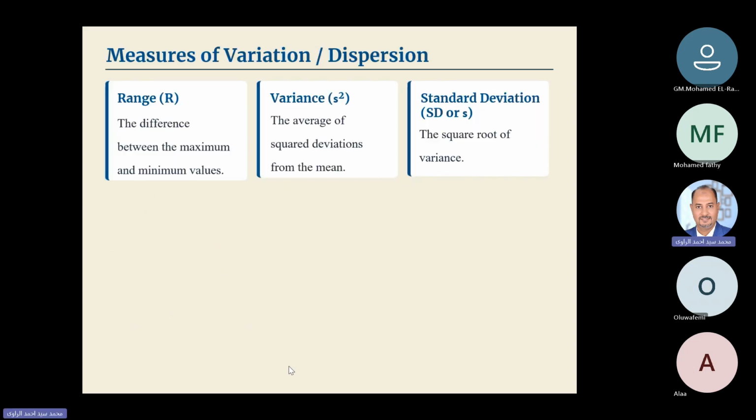Also, we have the measures of variation or dispersion, and we said that there are three parameters. Range is the simply calculated parameter, which is the difference between the maximum value and the minimum value. Also, we have the variance. Variance is the average of squared deviations from the mean. And also we have the standard deviation, which is the most commonly used parameter in statistical calculation. It is the square root of the variance.